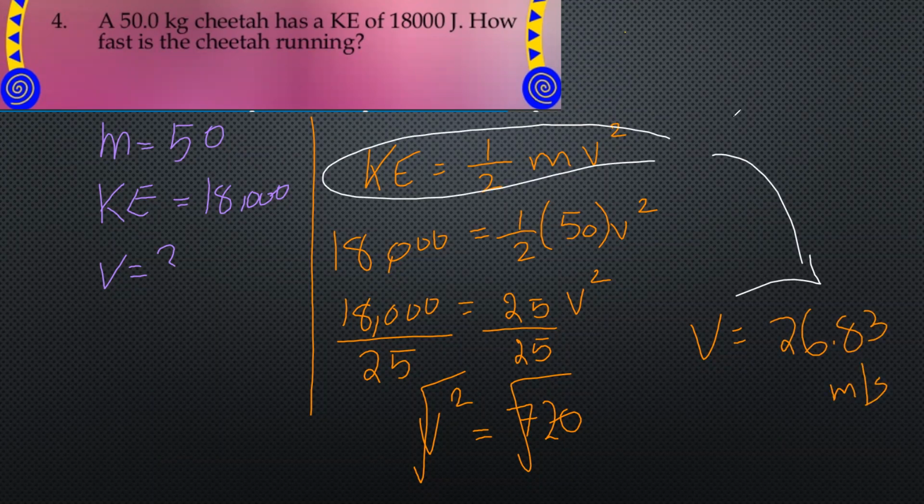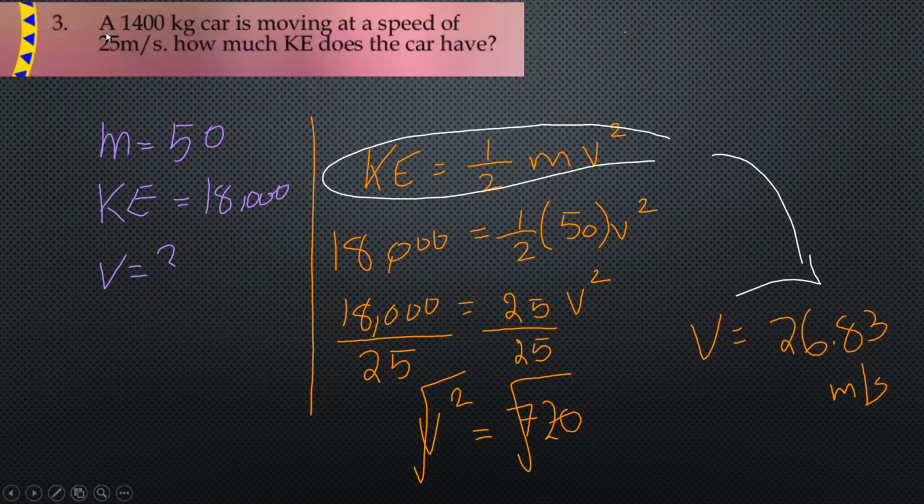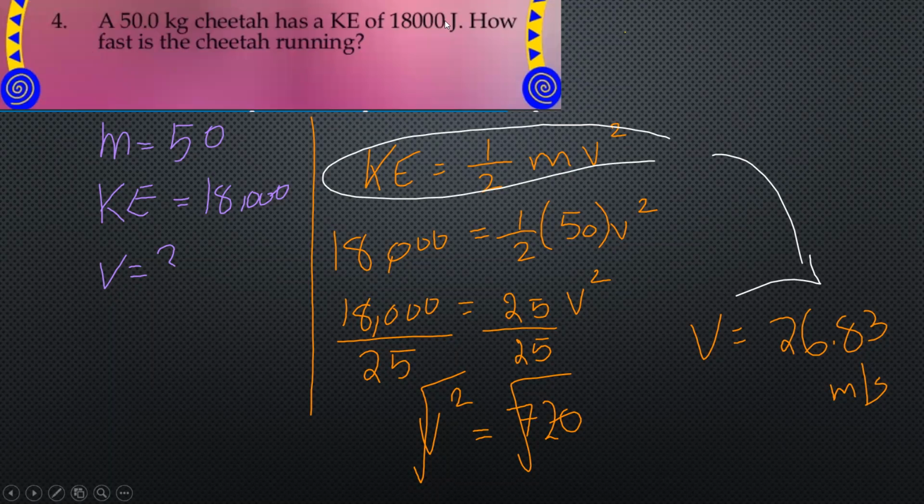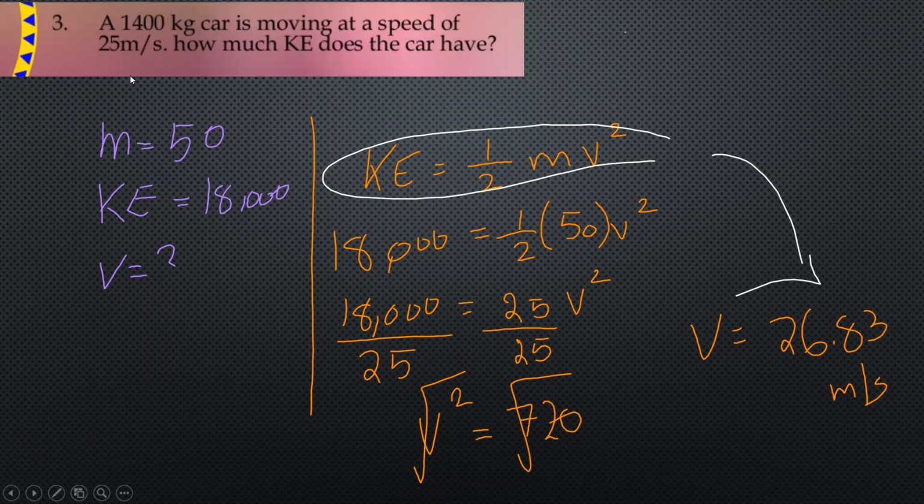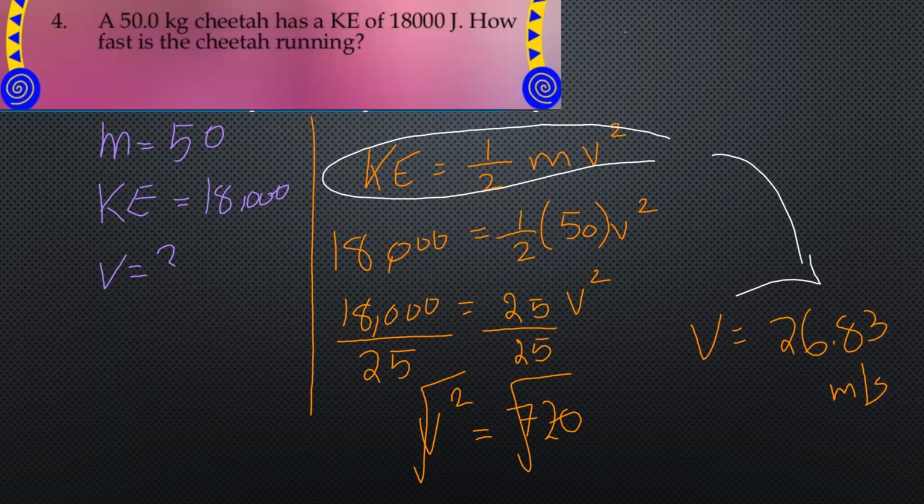If you have the velocity, like the previous one here, the 25, this is the velocity. So square it, multiply it by half of the mass, and you will find the kinetic energy. Here, no. Here I give you the kinetic energy and the mass, and you want to find the velocity. Then, because the velocity is squared, take it under the square root.